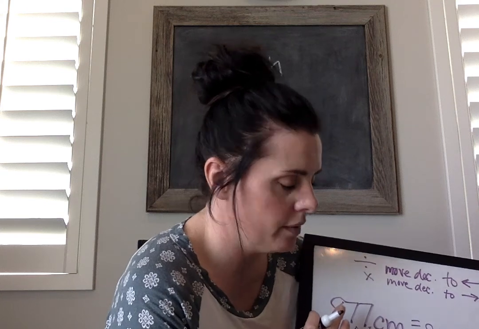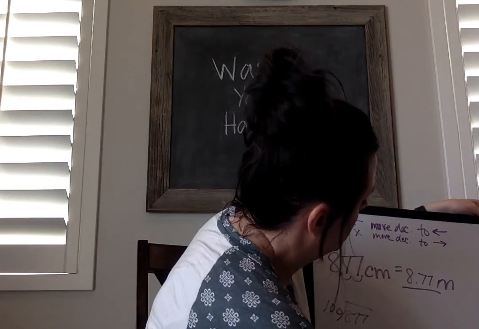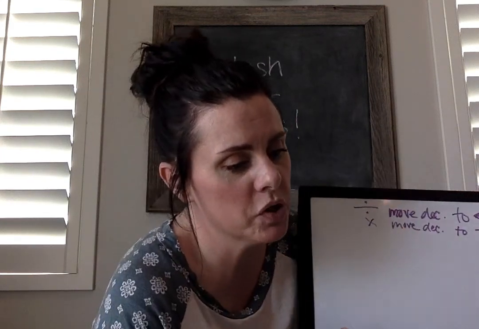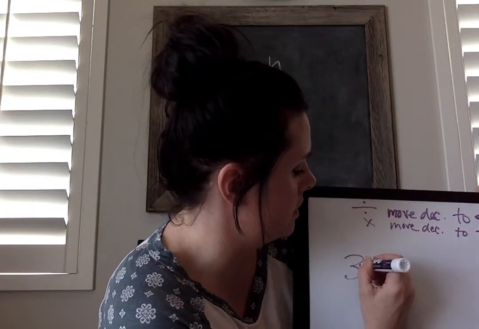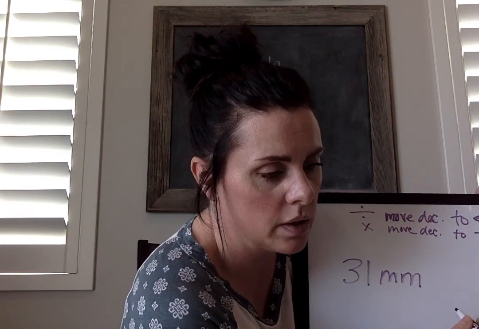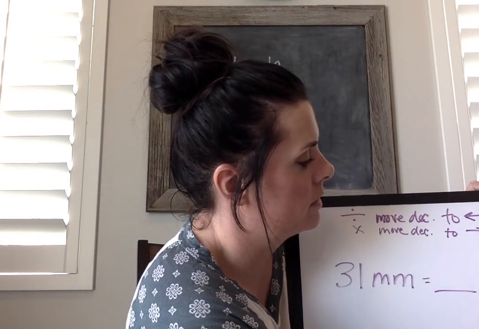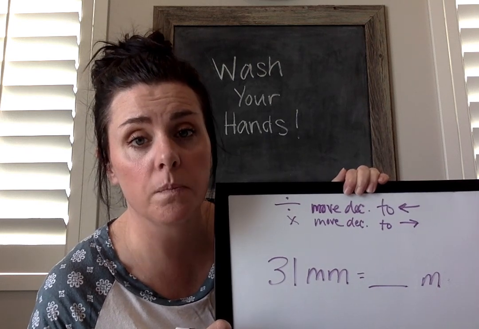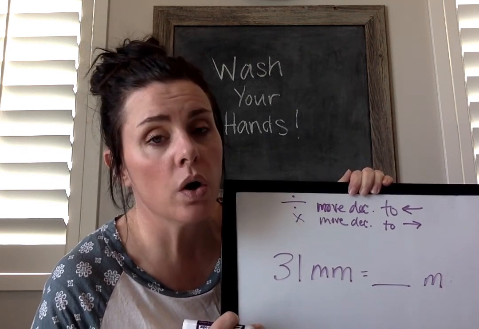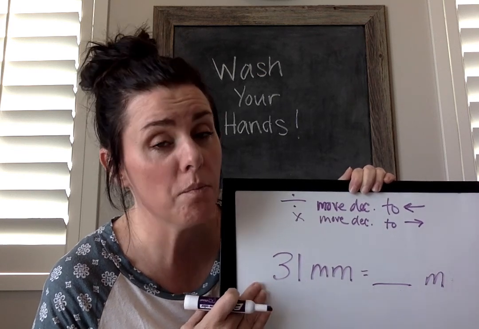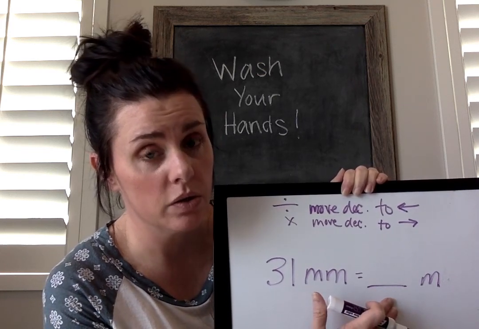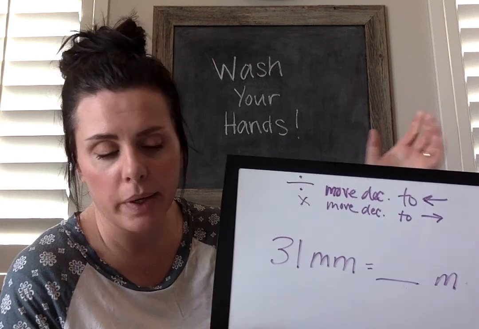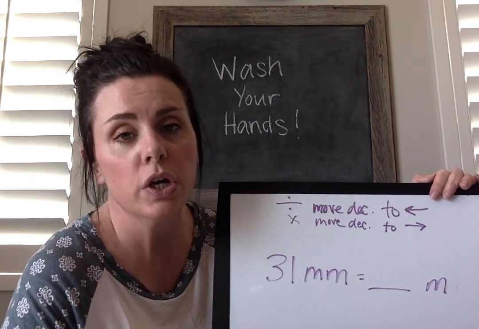Okay, I hope we're getting there. Let's try another one together. Okay, number 6, we've got 31 millimeters is how many meters? Okay, millimeters are tiny. Millimeters are really small. Okay, so there's going to be way more millimeters than meters. That was not the right way to say that, but let's see what we can do here. Okay, so we're going from millimeters to meters.